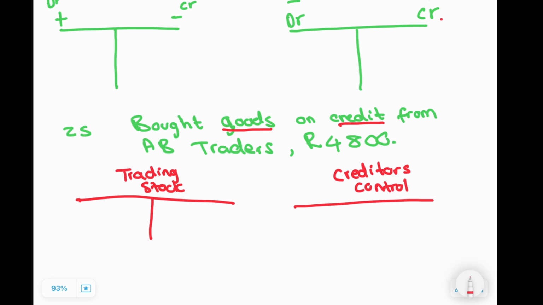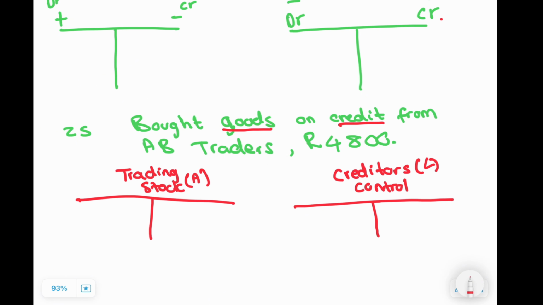So you open a creditors control T account as well. Now the trick is for you to know what we classify these two accounts as. Trading stock, we know, is an asset already. And our creditors control is a liability. It is debts of the business, so it is a liability account.